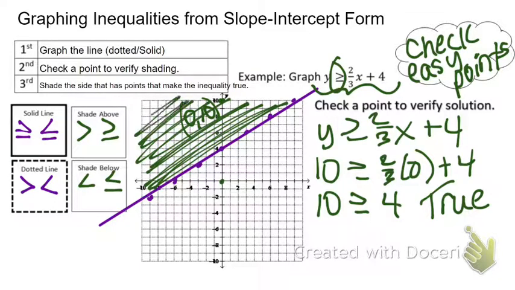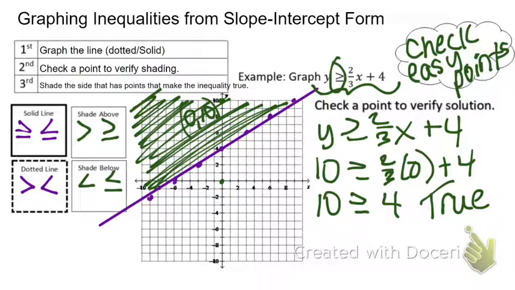So I would shade the top part of this line to indicate that anything on the line would make it equal, and we're okay with that. And anything above the line would make it greater, and we're okay with that. So any of those points would be a solution to this inequality.